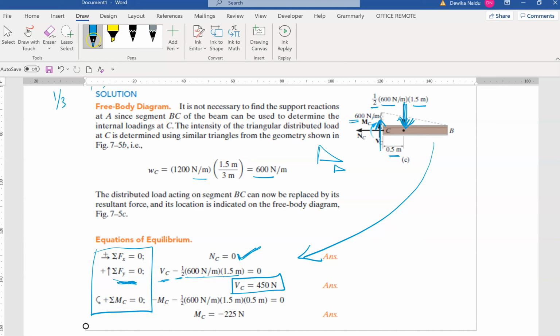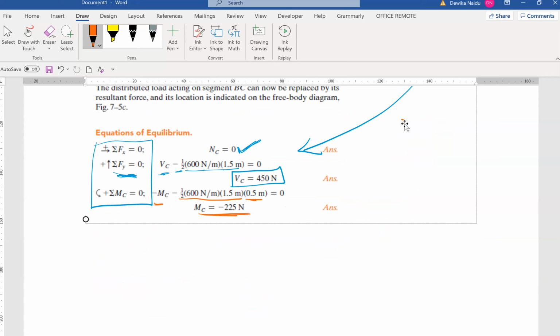Okay, the next part would be to solve for the moment. So we have the existing Mc, and then we have this force, which is half times base times height. And what is the distance to C? 0.5. So half times base times height multiplied by 0.5. And the value is negative because it's going clockwise around point C. So that's the reason why Mc is negative 2.25. So that's it for chapter 7.1. We will continue in the next lesson.